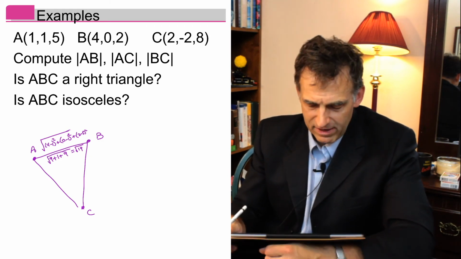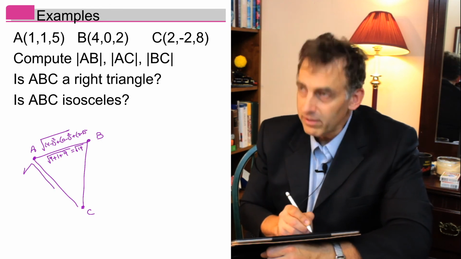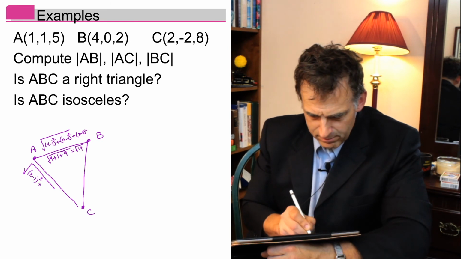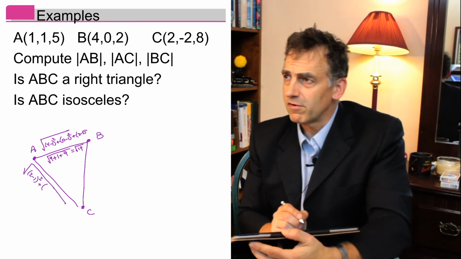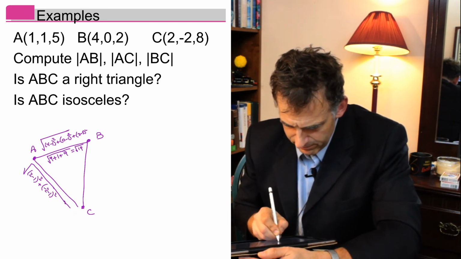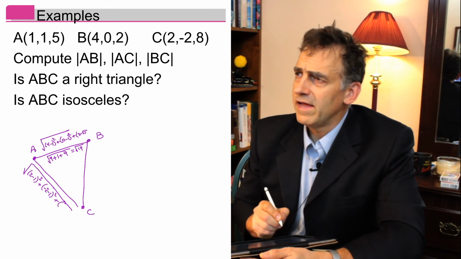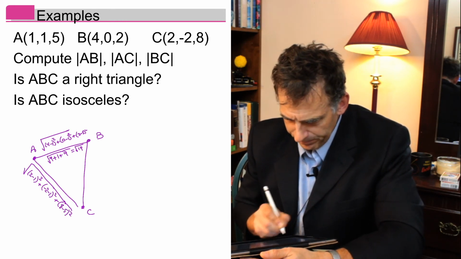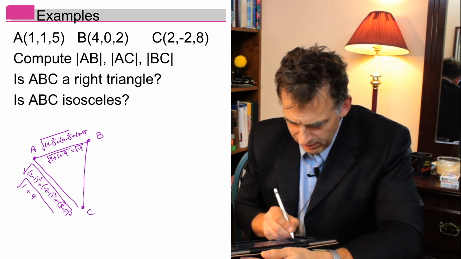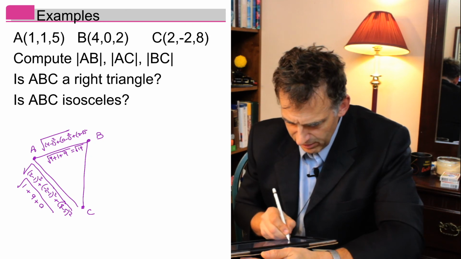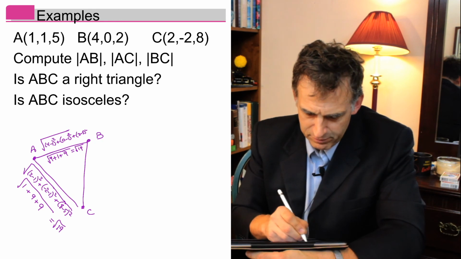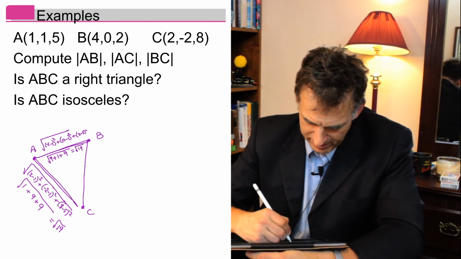Now the distance from A to C will be the square root of, let's see, 2 minus 1 squared plus, now we get some negative numbers, so we have to be super careful. Negative 2 minus 1 squared, and then 8 minus 5 squared. So this is going to be 1 plus 9 plus 9. Oh, that's also the square root of 19. Okay, so the distance from A to B is the same as the distance from A to C.